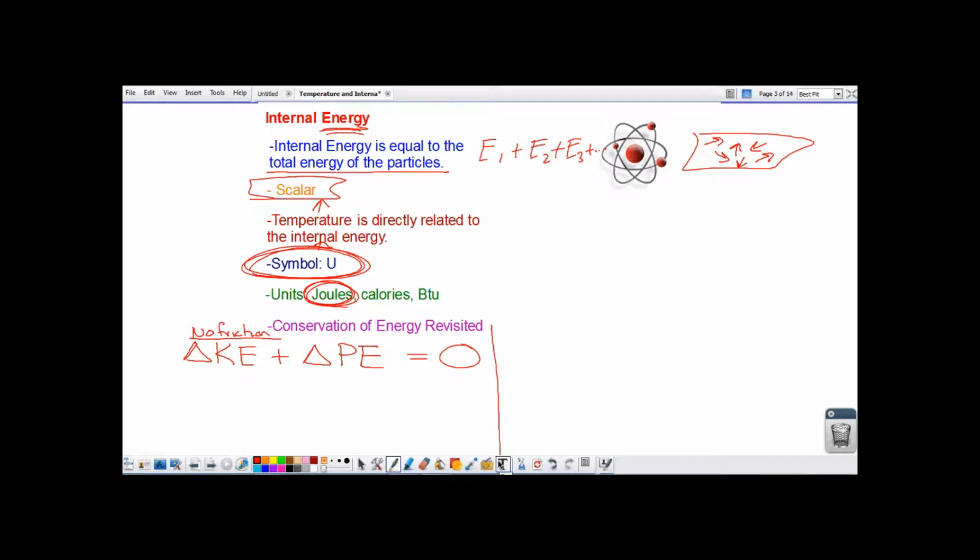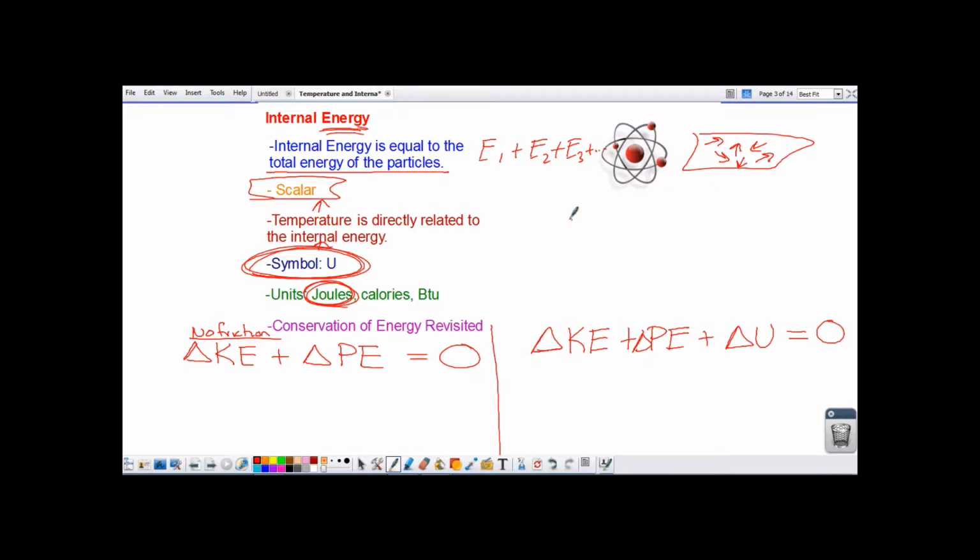Now, we're going to say all energy is conserved, and we're going to include friction. So we're going to say the change in kinetic energy plus the change in potential energy plus the change in internal energy needs to add up to 0.